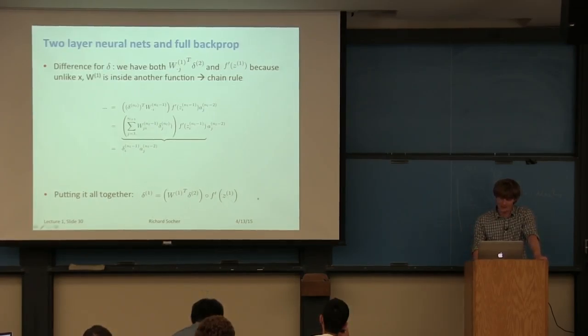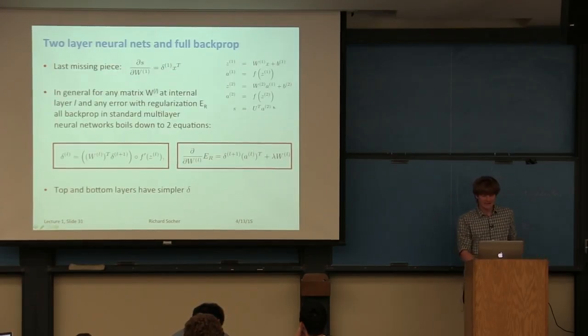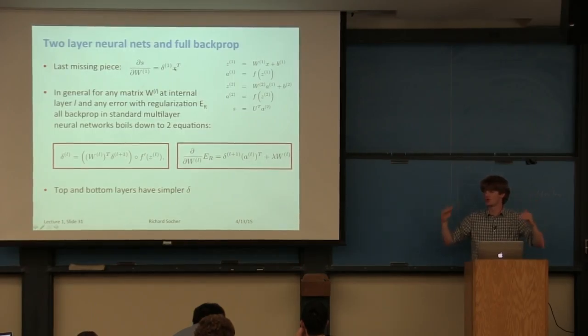And that delta error message will basically be W1 transpose times delta 2, which we defined in the previous slide, with an element-wise product f prime of each of the elements of Z1. And so the last missing piece will just be delta 1 times x transpose, because x was the input to the first hidden layer in the definition right here.